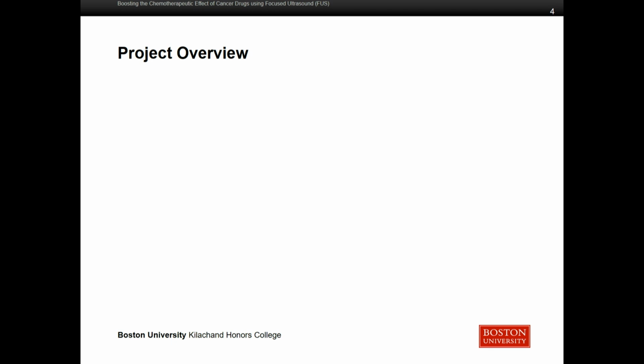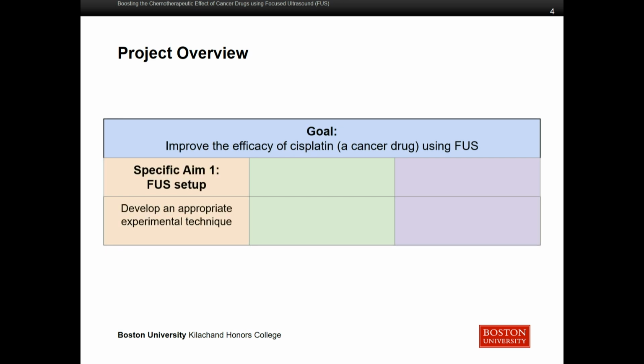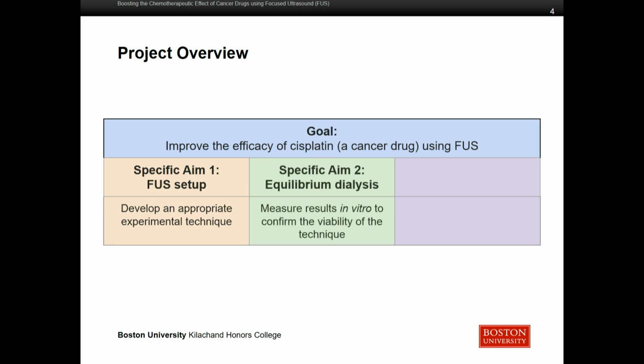So, an overview of how this project worked: first, we had to actually come up with the method to apply focused ultrasound. Second, we needed to use an in vitro experiment, which basically means doing testing in the lab, to figure out whether this method was functional. And finally, we used an in vivo experiment, which means testing in animals, to figure out if this method was actually going to work biologically.